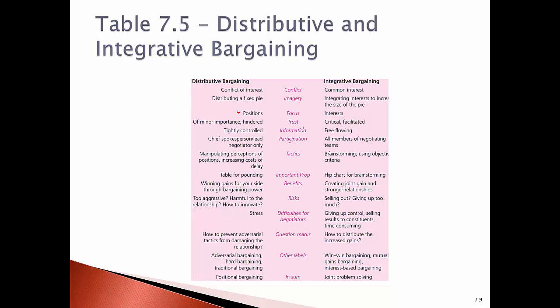Participation in each of these processes also looks different. In distributive bargaining, typically only a lead person on each side is actually doing the bargaining. That should look like Final Offer to you. In a more integrative environment, we're going to see all team members involved in the negotiation. If we have multiple heads put together, we could probably come up with a better idea.